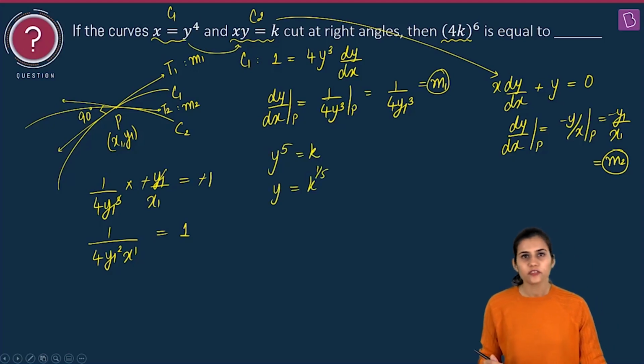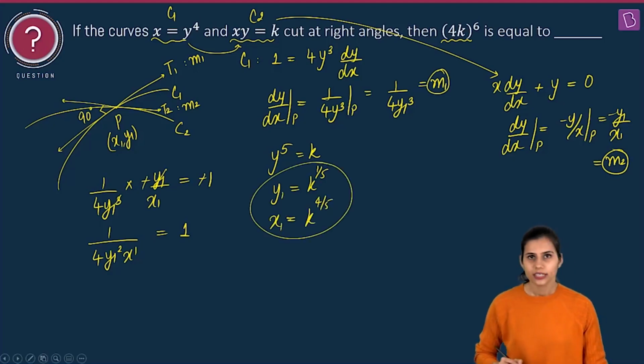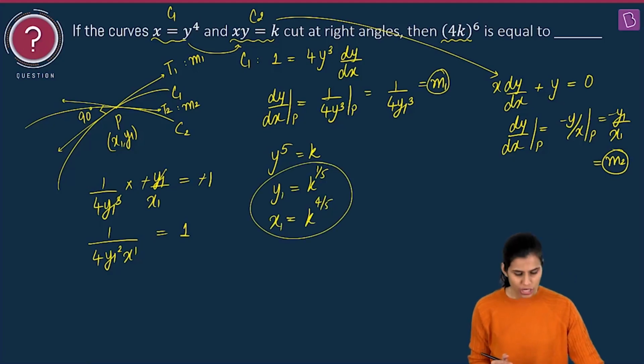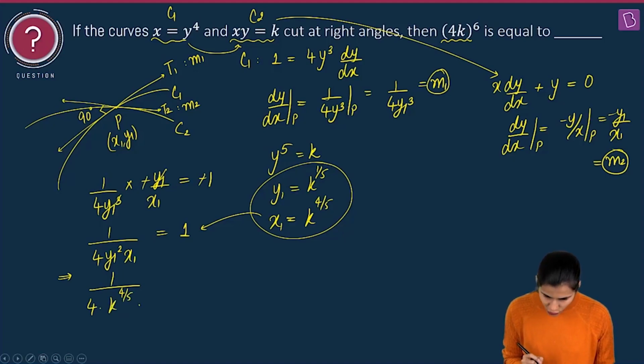When you plug in this value of k in any one equation, what do you get? x to be k to the power 4 by 5. So x1 comma y1, these are the coordinates of point P. All right, plug them in this equation. 1 by 4 times x1. x1 is k to the power 4 by 5. Yes or no? Yes. And what about y1 square? y1 square will be k to the power 2 by 5. This is equal to 1.